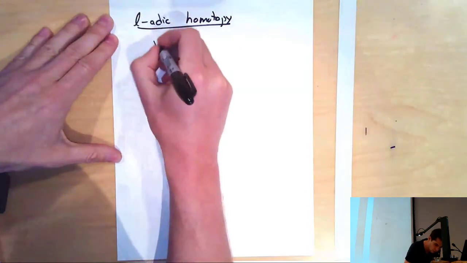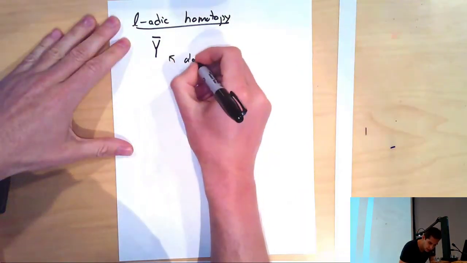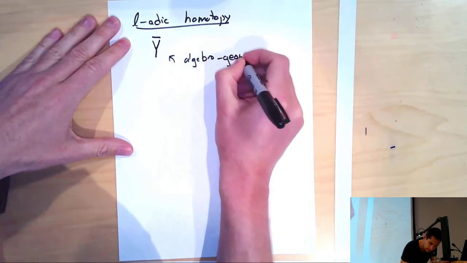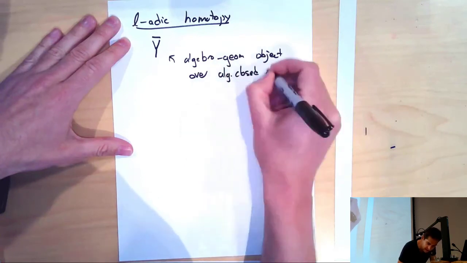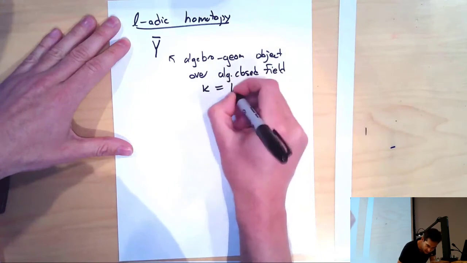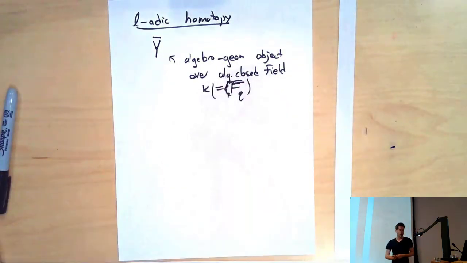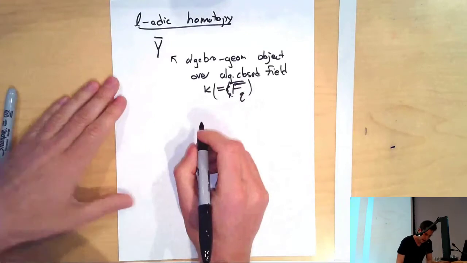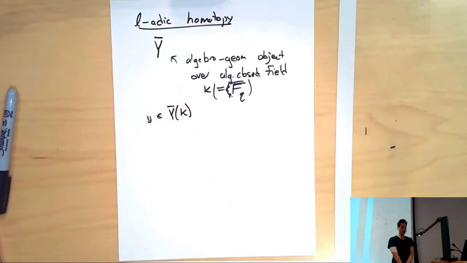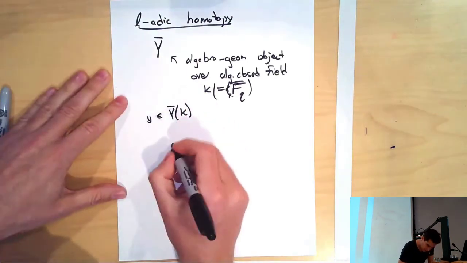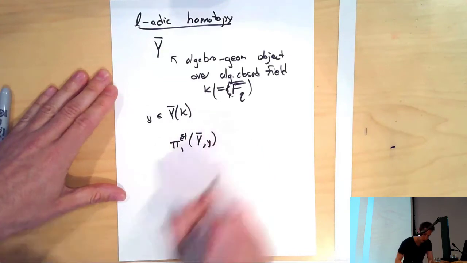So what follows, Y-bar is going to be some algebro-geometric object over an algebraically closed field K, and the case that I'm interested in is where K is the algebraic closure of a finite field, but it's not going to matter until later. And I'm going to fix a base point. So y is going to be a K-point of Y-bar.